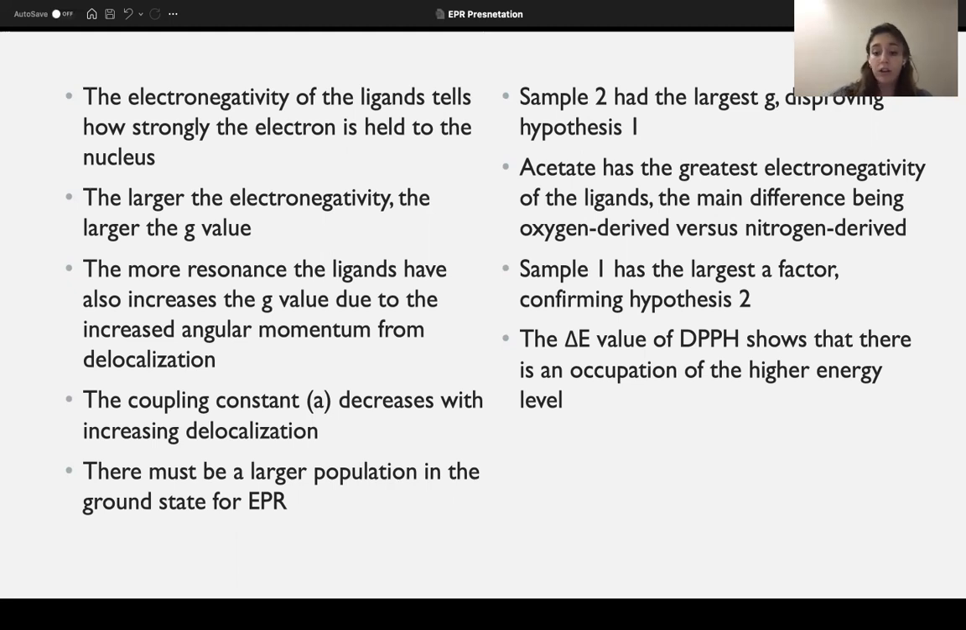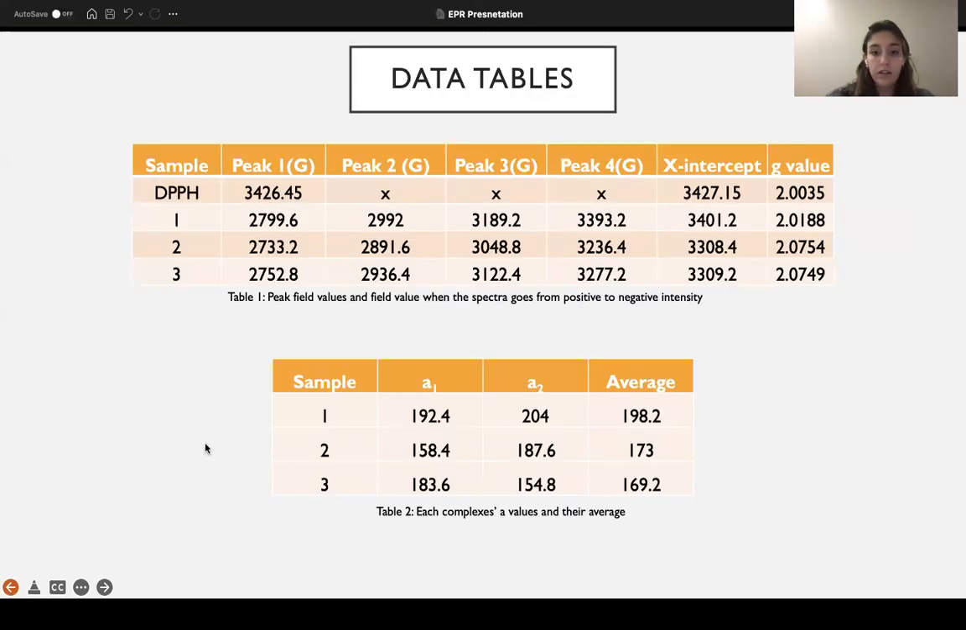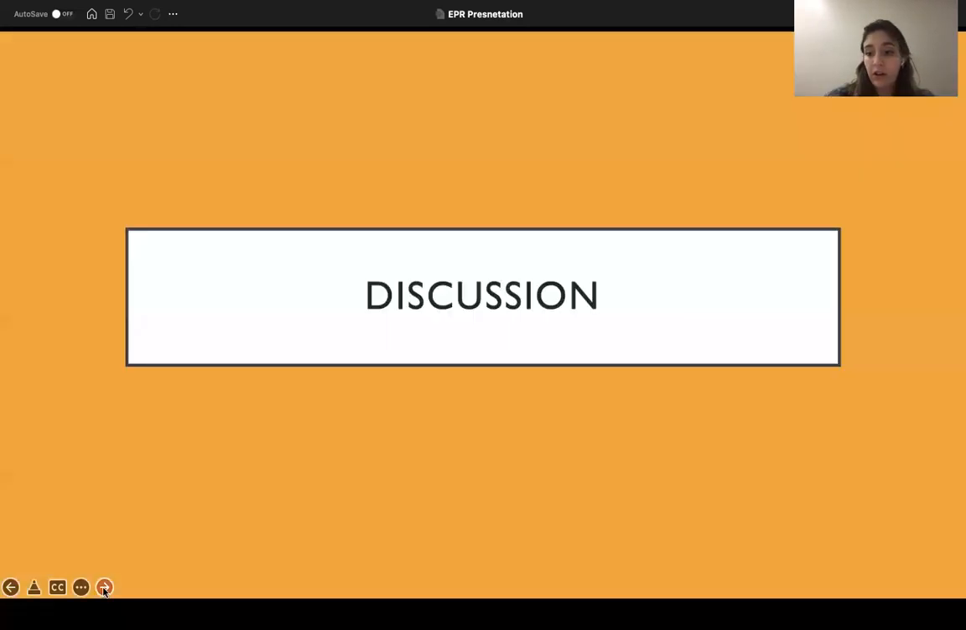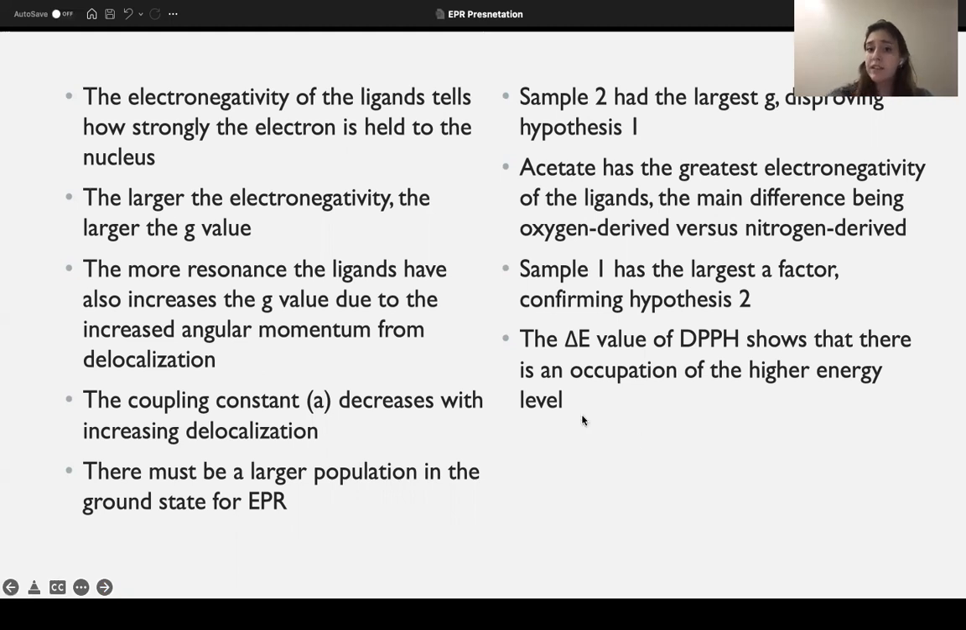But if you recall, the g values for sample 2 and sample 3 were actually very close, within 0.001, 1/1000th of a g value. So they were very close. And sample 1 has the largest A factor, which confirms hypothesis 2, that the coupling constant decreases with increasing delocalization. Sample 1 has the least delocalization, so it had the largest A value.